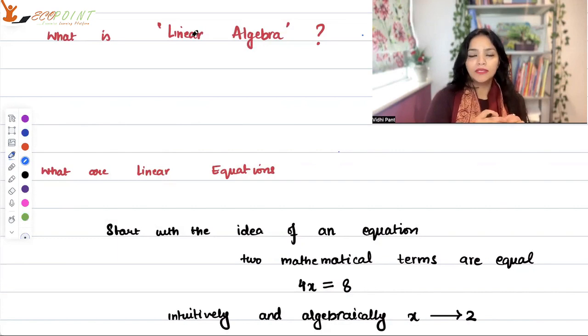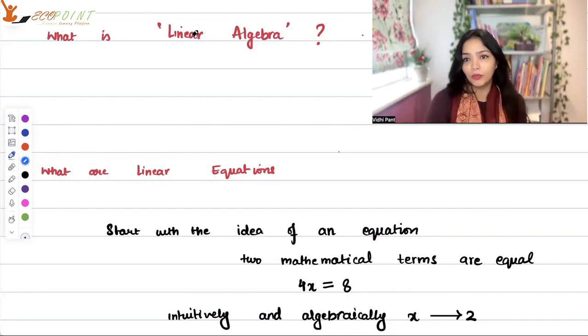Today I am starting off with the topic of linear algebra, and in today's lecture we will just try to understand what linear algebra is and what the base for linear algebra is. It'll be a quick brush up of linear equations, because that is what linear algebra is based on. But yes, it's much beyond linear equations. So let's start with the idea of an equation.